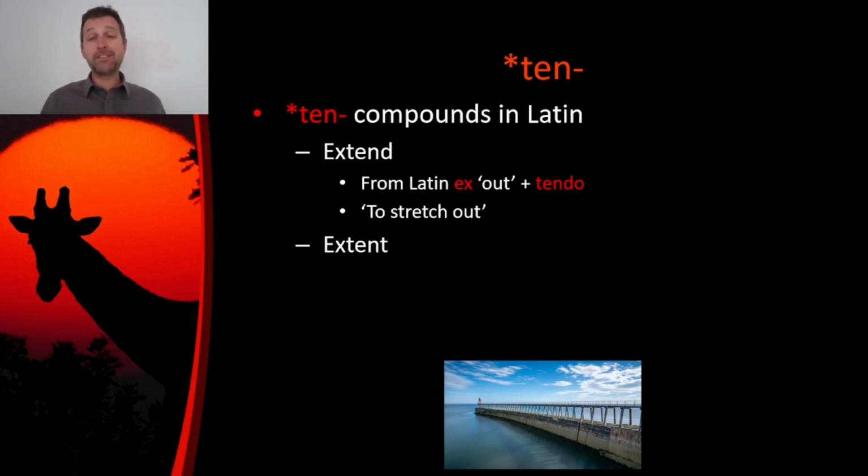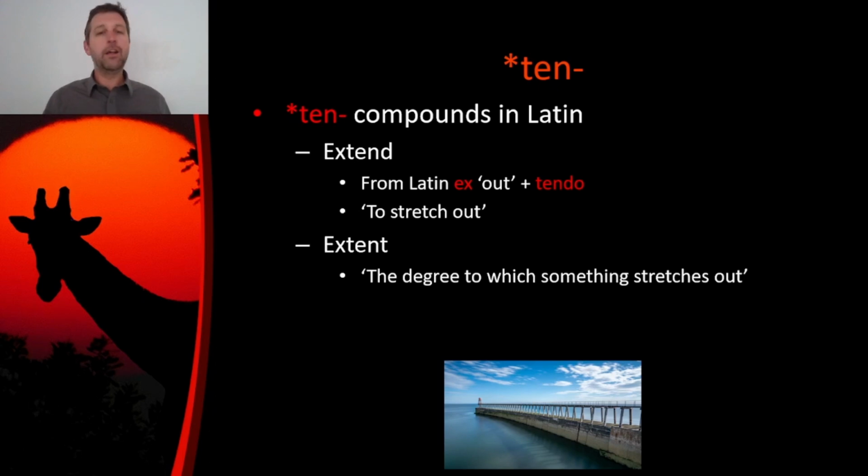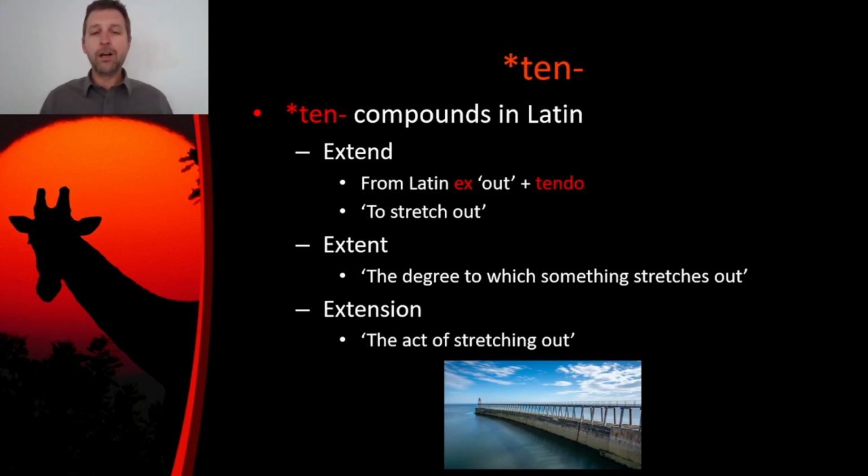Extent is based off of the past participle form of tendo, which is why it has a T at the end instead of a D. So it's showing the result of something that has been stretched out, or when you make it a noun like this, the degree to which something has been stretched out or simply stretches out. Extension, which has an S there instead of the T, but is also ultimately based off of the past participle form that we were looking at, of course, is just the act of stretching out.